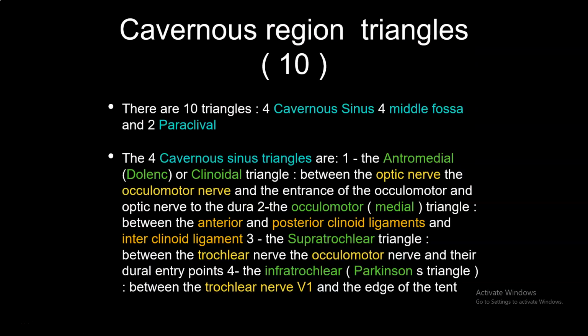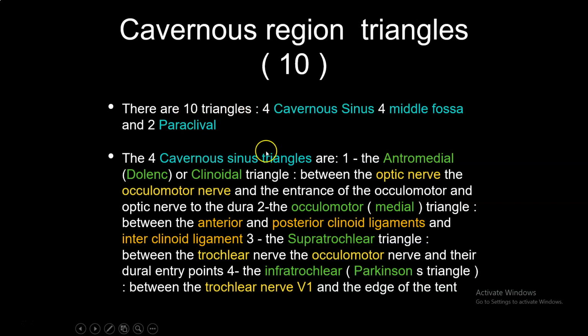Cavernous regions, triangles. Some people talk about the triangles, but don't panic, it's very easy, and you have to be ready to answer. And there are actually 10 triangles. Very, very easily you can remember them. 4 related to the cavernous sinus, 4 related to the middle fossa, that makes them 8, and 2 paraclival in the posterior fossa. So 4 cavernous sinus, 4 middle fossa, and 2 posterior fossa.